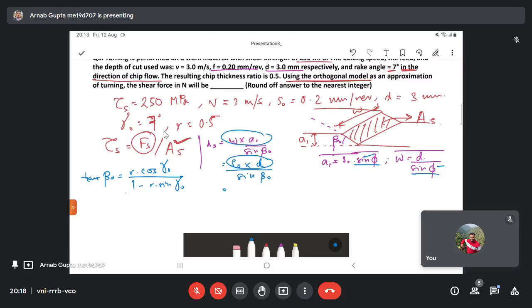And 27.8 degrees. Correct me if I am wrong. Is it correct, Preeti and Tawkir? I hope that you are following the numericals.